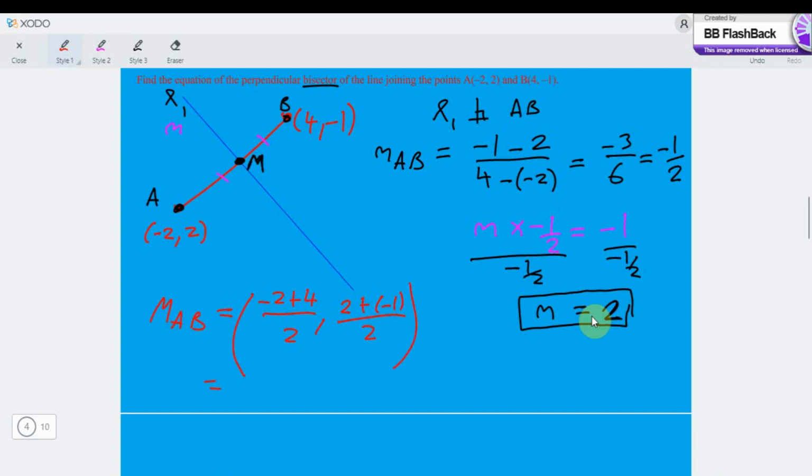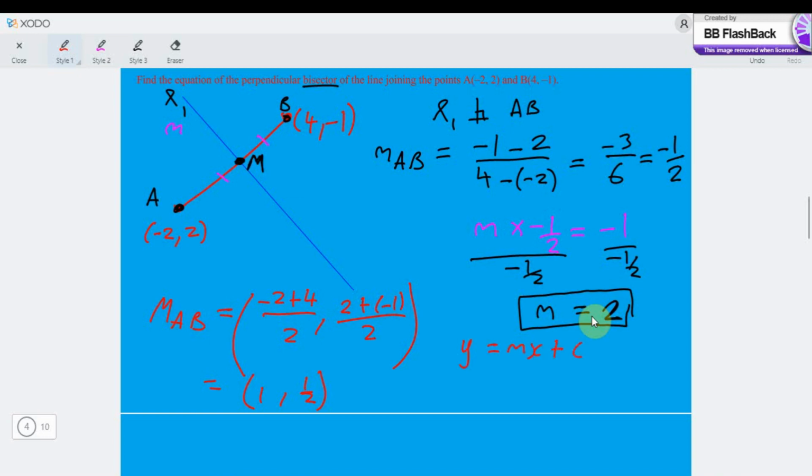That works out to be 2 over 2 is 1. 2 plus -1 is 1. 1 over 2 is 1/2. So the midpoint is (1, 1/2). So in that case now, we have the gradient and we have the point. So now we can use the equation of the line y equals mx plus c to find c.